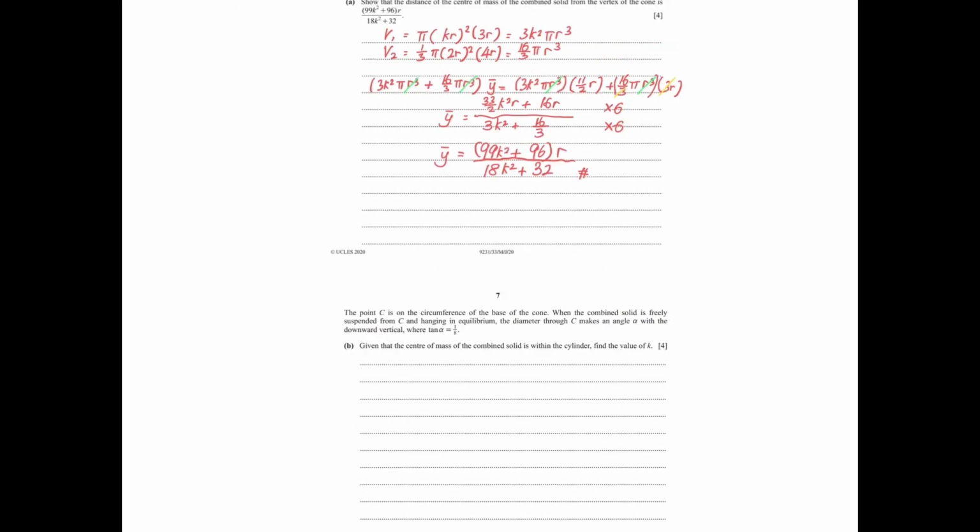Let's look at the questions. The point C is on the circumference of the base of the cone. So that means, if you can see the cone again, let me scroll up. What happened here is point C is somewhere on the circumference of the cone. It doesn't matter, it can just be any point on the circumference.